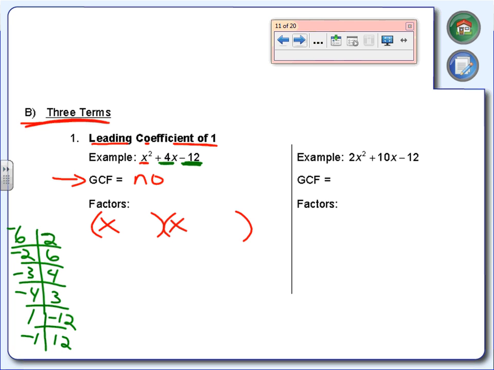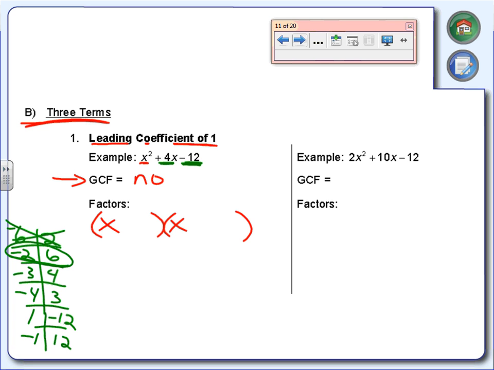So we're going to go through all these that we've listed, and we're going to find the ones that add up to a positive 4. Anybody think they know which one's going to add up to a positive 4 here? Is a negative 6 plus 2 going to add up to a positive 4? No, so it can't be that. Is negative 2 plus 6 going to add up to a positive 4? Yes, bingo. That's the one we want right there.